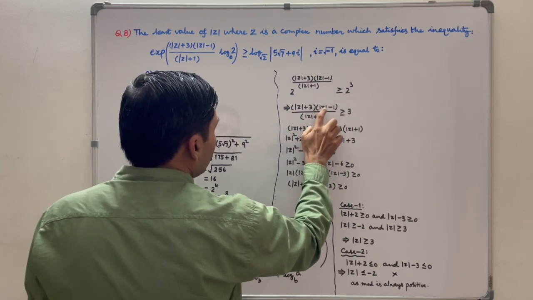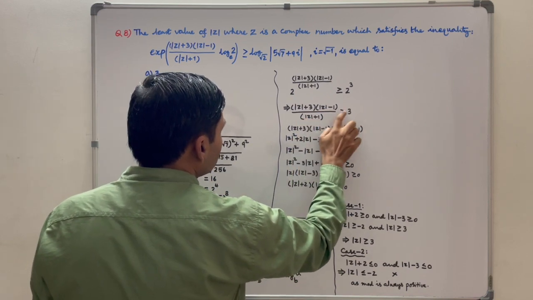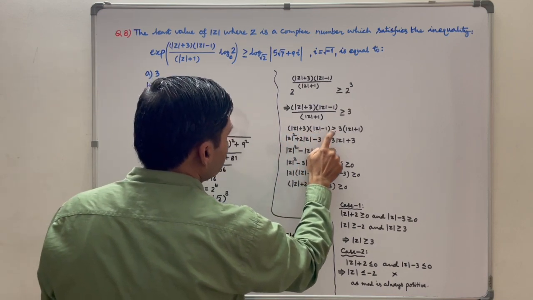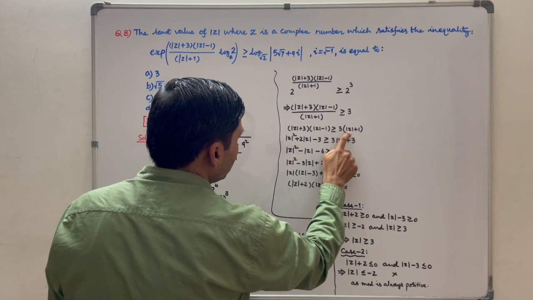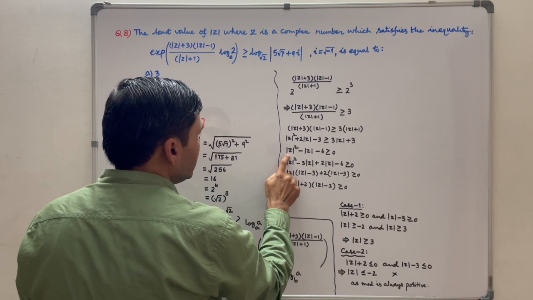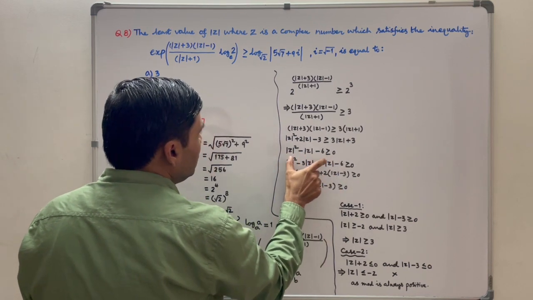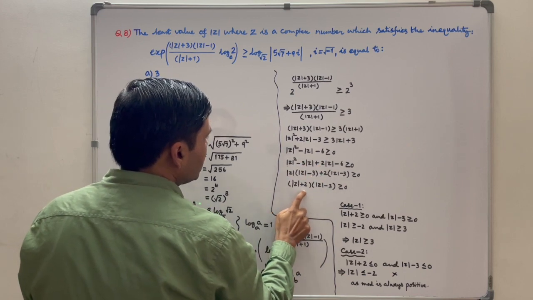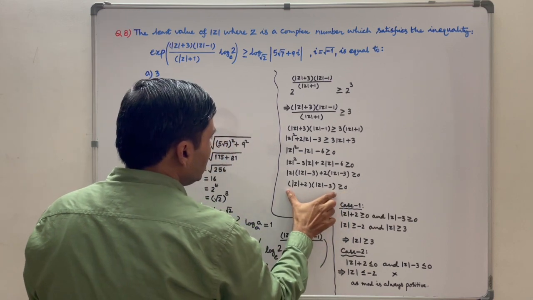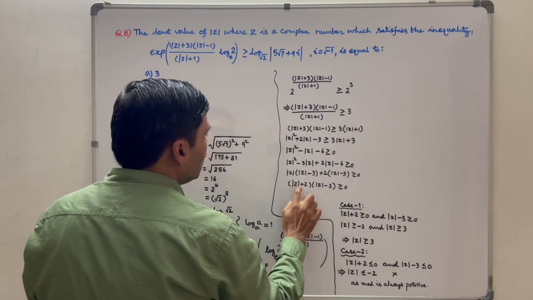Mod z plus 3 into mod z minus 1 upon mod z plus 1 is greater than or equal to 3. Now cross multiply. So it will be mod z plus 3 into mod z minus 1 is greater than or equal to 3 into mod z plus 1. Now take this to left hand side. So it will be mod z square minus mod z minus 6 is greater than or equal to 0. We can factorize this as mod z plus 2 into mod z minus 3 is greater than or equal to 0. Now this inequality is possible only when both are positive or both are negative.